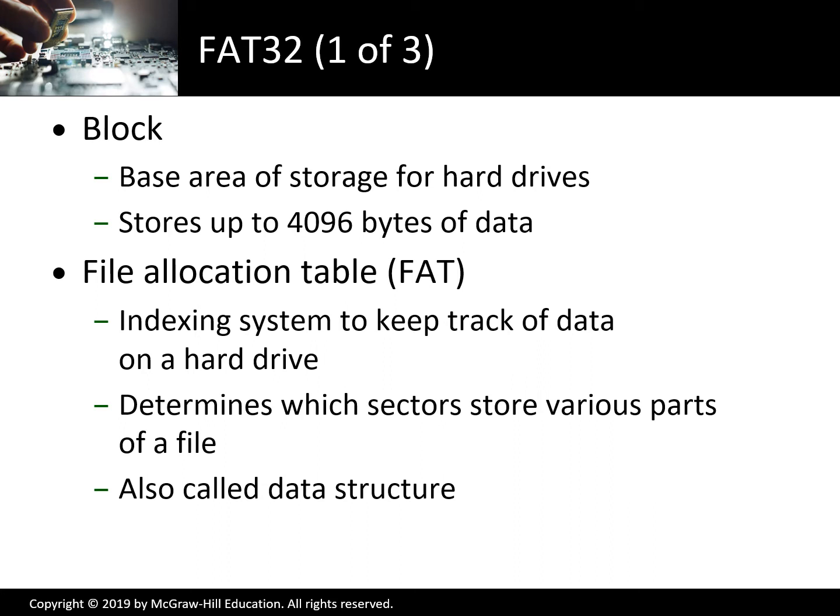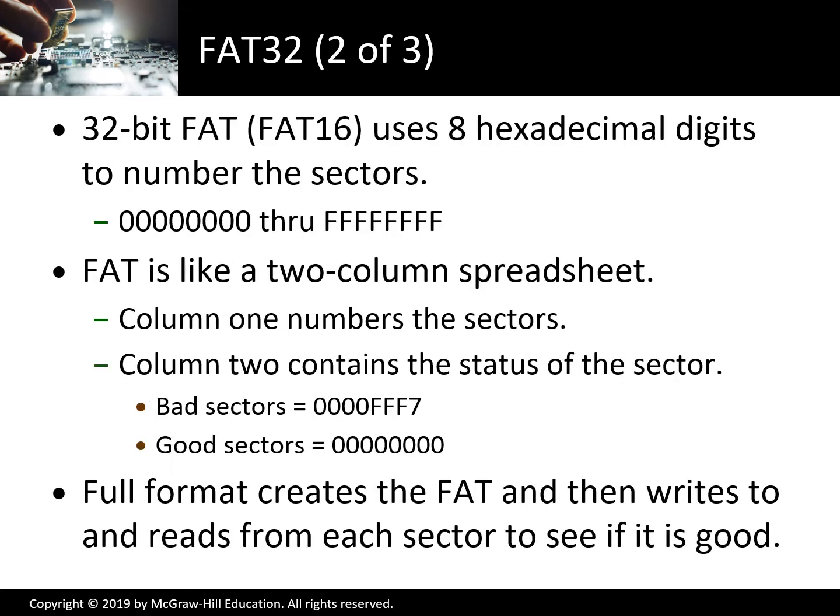It's all done with software, but determining which sectors store various parts of a file is called data structure. Now, a 32-bit FAT used 8 hexadecimal digits. That's pretty powerful. Instead of 2 to the power of 8, it's 16 to the power of 8. The FAT is a 2-column spreadsheet, and with that, you should be able to locate anything. And it has basically 2 types of statuses, good or bad sector.